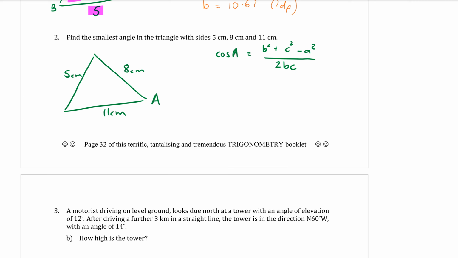So when I sub in, I'm going to have 11 squared plus 8 squared minus 5 squared over 2 times 11 times 8. Now, when you type that in your calculator, you come out with a fraction 10 over 11. That's because cos A is equal to that. To get A by itself, you need to inverse cos of the 10 over 11, which gives you 24.6 degrees. Please practice these calculator skills. I'm going over them quickly because it saves some time with the video, but please make sure that you can get these answers.